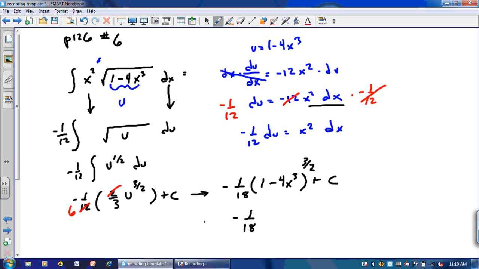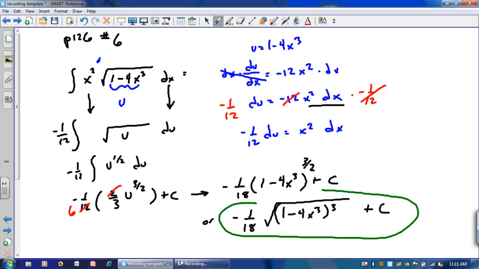Or negative 1/18 times the square root of 1 minus 4x to the third, to the third power plus c. Now if you stare at that a little bit, you'll see that those two are equivalent, and that's the right answer, I think.